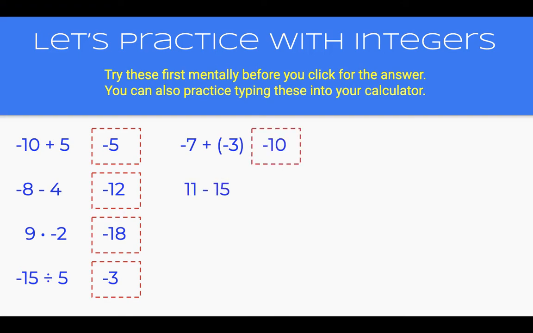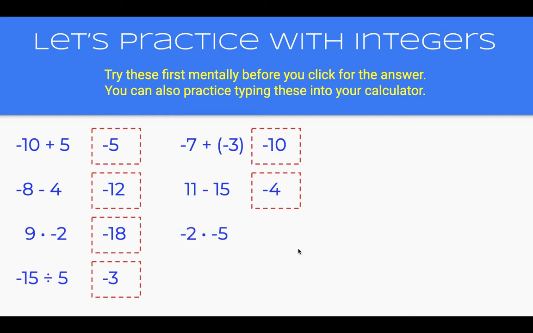11 minus 15, we can say keep, change, flip. So it'll be 11 plus negative 15. So we get opposite signs, so we're going to subtract. 15 minus 11 is 4. 15 would be negative, or it has more negatives, so our answer is going to be negative. So negative 4.